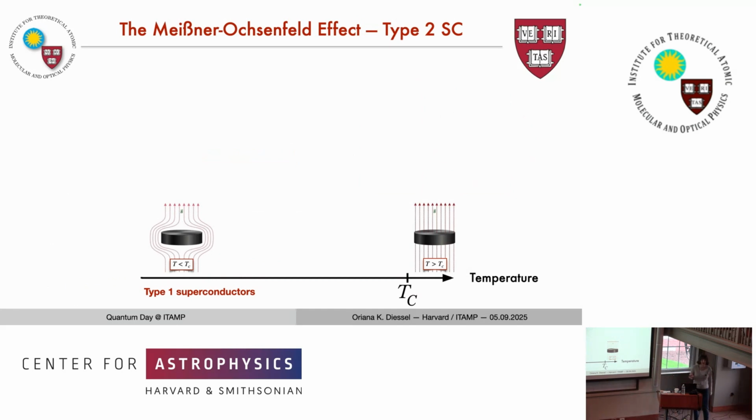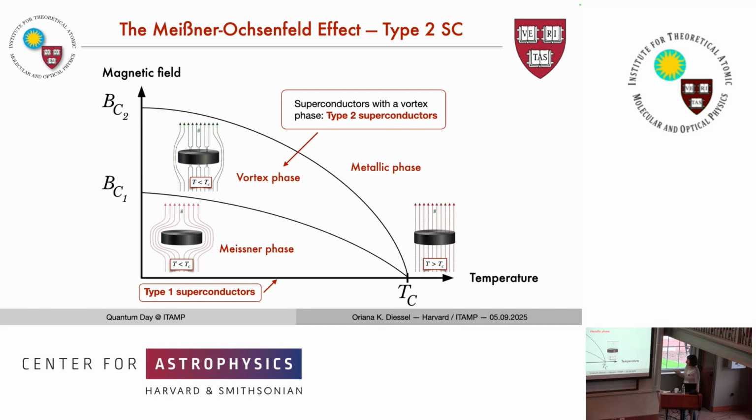So these types of superconductors are called type 1 superconductors. They have two phases, the metallic phase and then the so-called Meissner phase. There are also type 2 superconductors, which have a third phase, the so-called vortex phase. You can see here in these type 2 superconductors, the magnetic field can actually penetrate the superconductor through these vortices. We can enter this phase when we have a finite magnetic field.